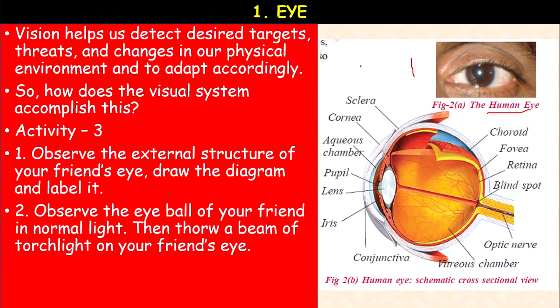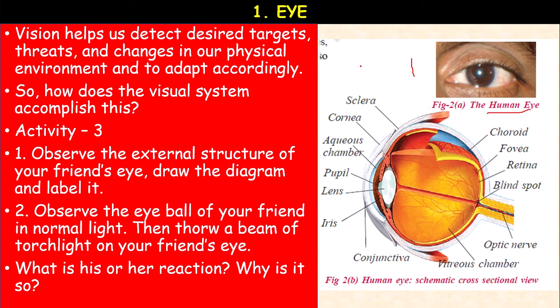Observe the eyeball of your friend in normal light. Then throw a beam of torchlight on your friend's eye. So, what happens immediately? He or she closes the eyes. Why is it so? Because when the direct light falls on the eye, there is some irritation, isn't it?